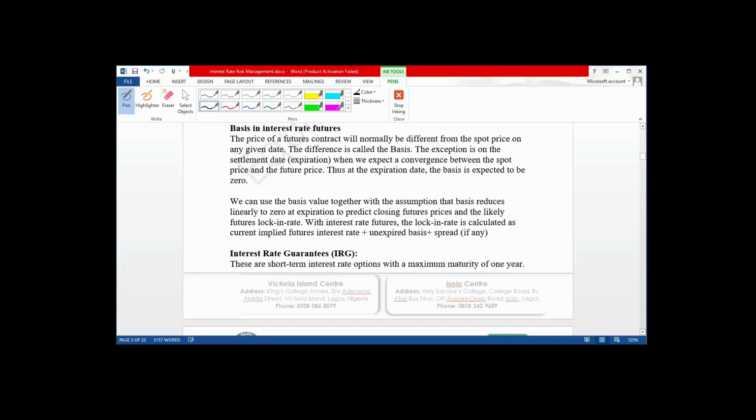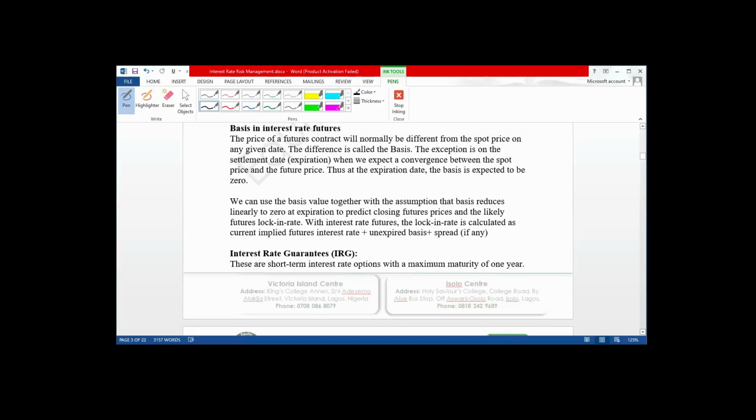Interest rate guarantees. Number 5 method. Interest rate guarantees are short-term interest rate options with a maximum guarantee of 1 year. That is 12 months.